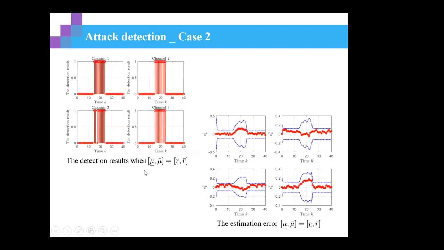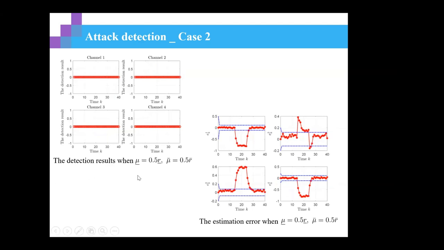This is the attack detection result when an attacker designs the corresponding function to satisfy this condition; then the majority of attacks can be detected. Sometimes if an attacker can design the attack signals satisfying this equation, then all malicious attacks can remain stealthy. So in this situation, we can see that an attacker could design stealthy attacks when the watermark is unknown to him or her.